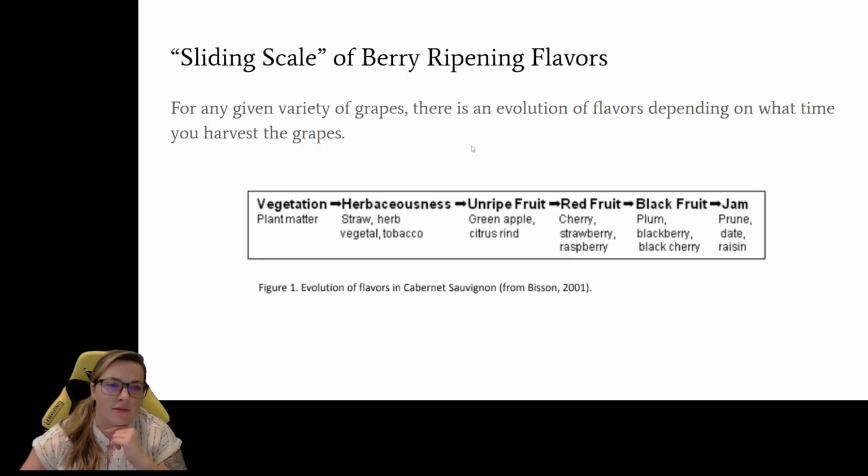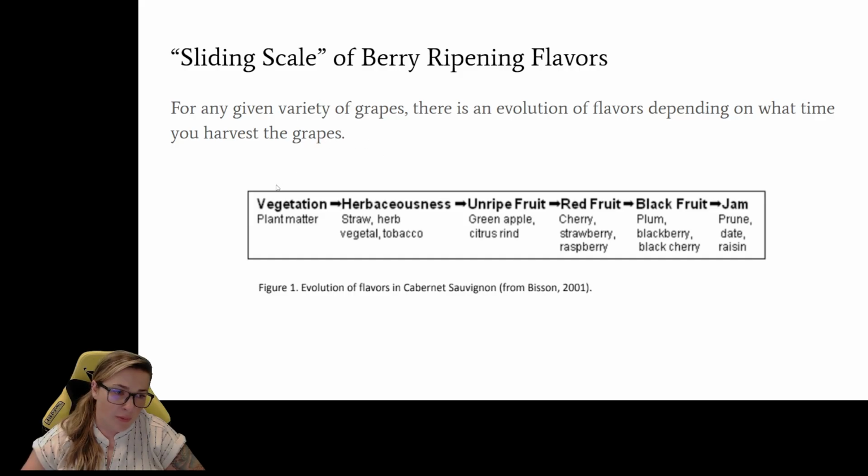If you harvest it even before that, say at like 18 Brix, it's going to be very herbaceous. There's not going to be really any fruit component to this at all. You're going to have like straw, herb, vegetal components, and then maybe even like tobacco. So not necessarily completely pleasant and definitely not expected for wine.